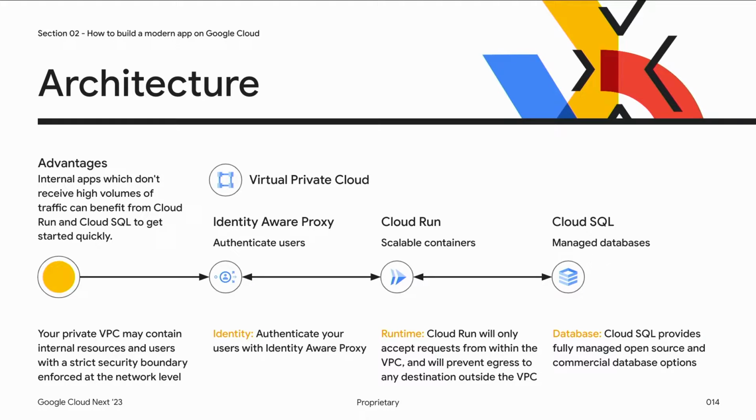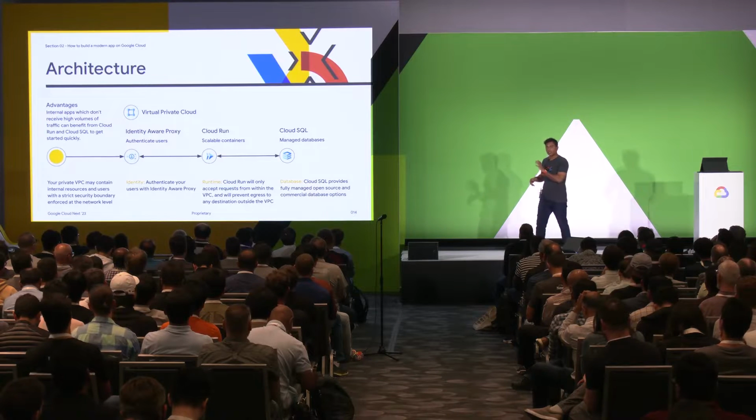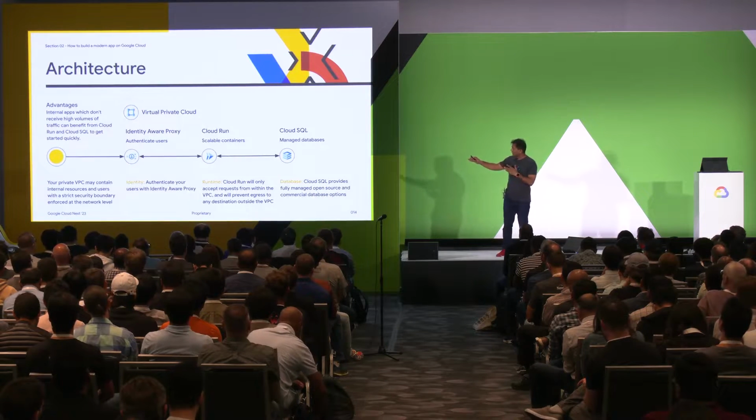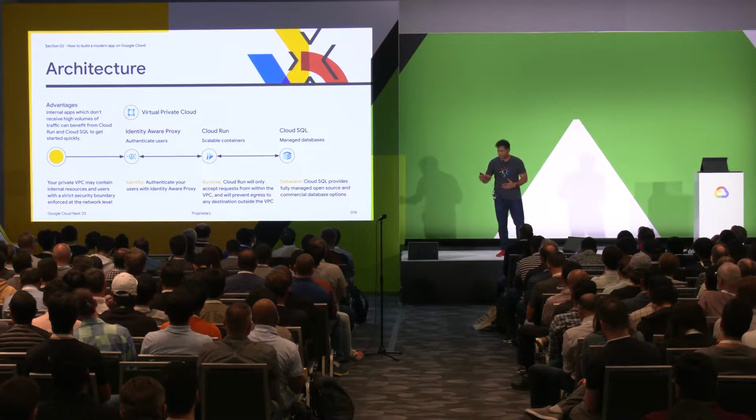Now this is cool. The IAP is what we use inside Google, called BeyondCorp. We don't use VPN inside Google. All our authentication, everything happens through BeyondCorp. That's the technology behind IAP, which lets you authenticate users. So now your entire private VPC contains these internal resources and users and has a strict security boundary enforced at the network level as well. I know this is an oversimplification, but you can see how cleanly and easily you can do that for an internal architecture.